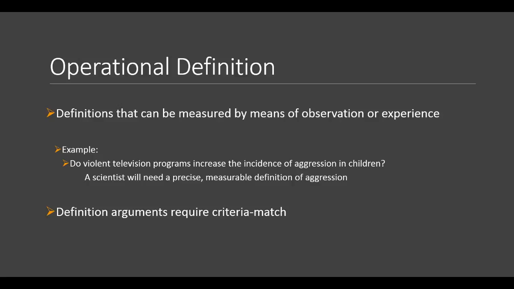Definition arguments require a criteria-match structure in which the arguer must first define the category term by specifying the criteria that must be met for something to be placed in that category. The writer then shows that the disputed person, event, or phenomenon matches those criteria.